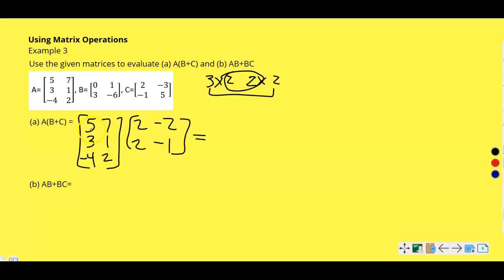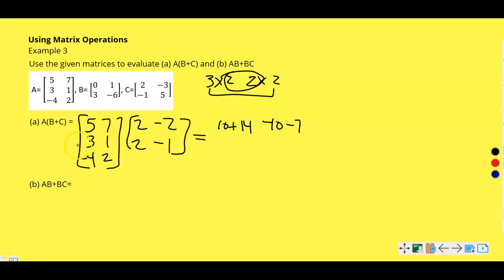So review just a second. This is matrix A, just exactly like it is copied down. This matrix here is B plus C. So we took B and added it to C to get this matrix. Now we have to multiply these two matrices together. So we're going to have 5 times 2 and 7 times 2. That's our first element. All right, and then we're going to have the first row by the second column. So 5 times negative 2. And 7 times negative 1.